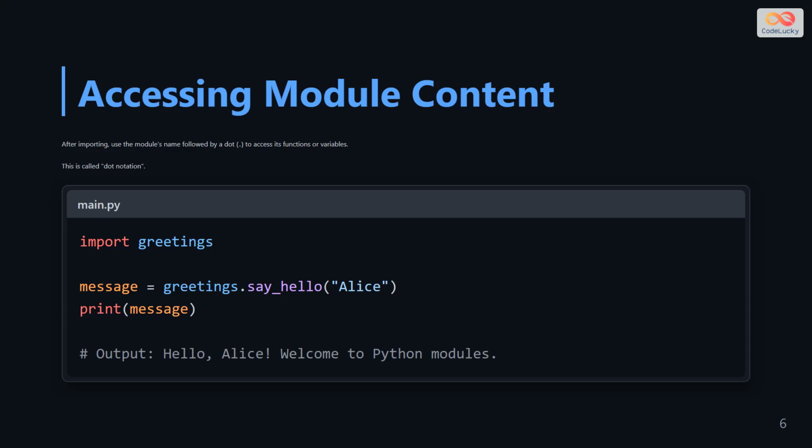Once a module is imported, you can access its contents by using what's called dot notation. This means you type the module's name, followed by a dot, and then the name of the function or variable you want to use. As you can see, we are calling the say_hello function from our greetings module.